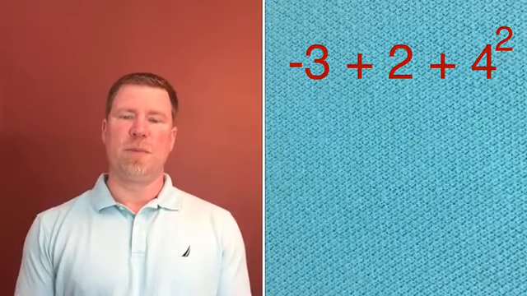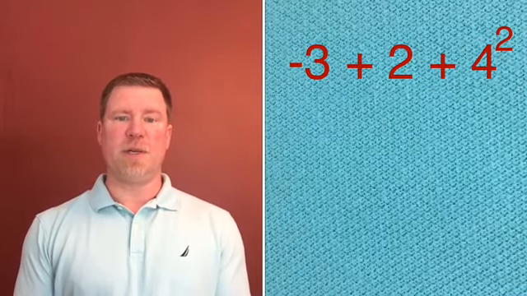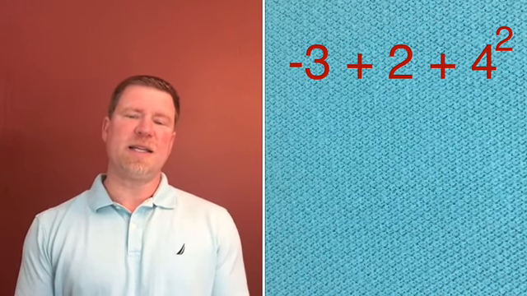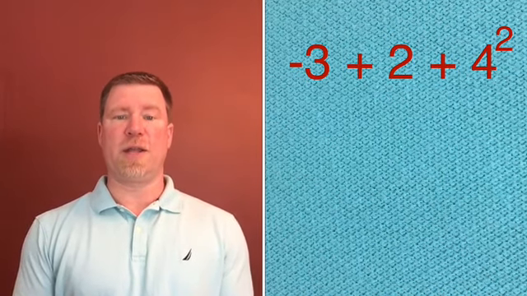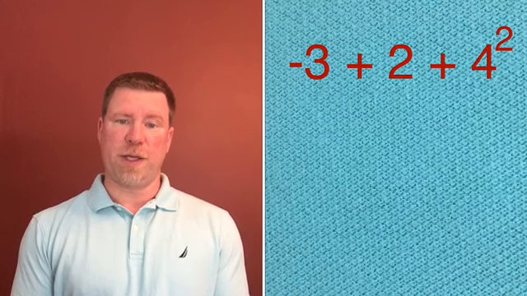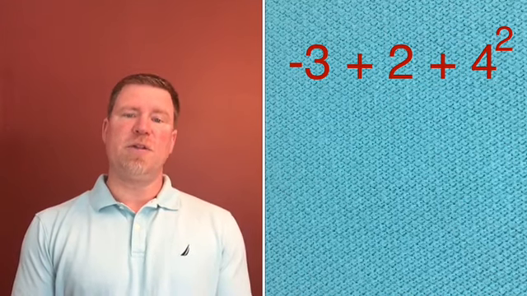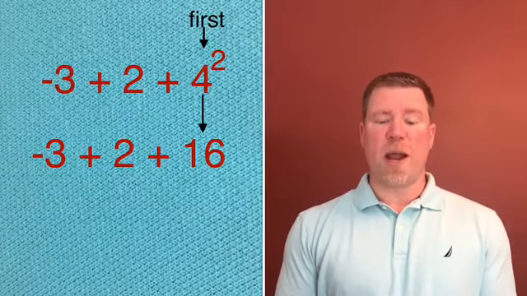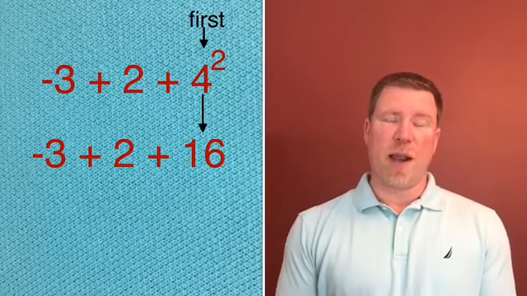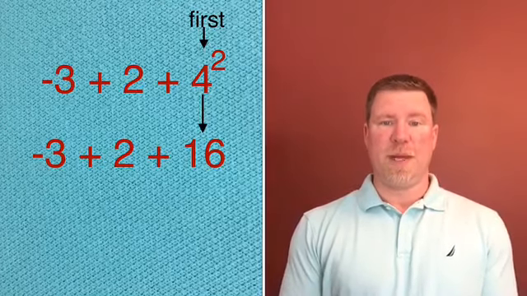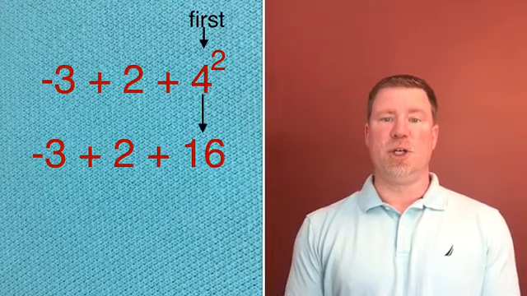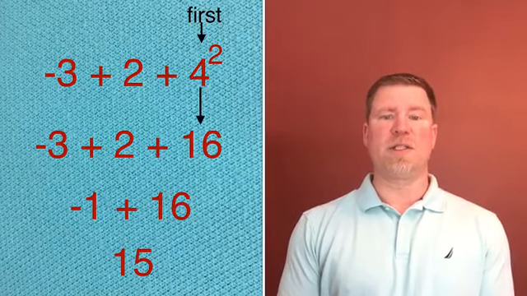The next example is negative 3 plus 2 plus 4 squared. It's tempting to go ahead and do the plus first, but in this case, just go ahead and follow the order that you were given in the order of operations acronym. So let's do the 4 squared first. 4 squared equals 16. Now we're ready to do the rest of the problem. Negative 3 plus 2 is negative 1 plus 16 equals 15.